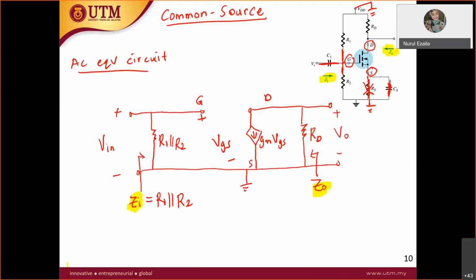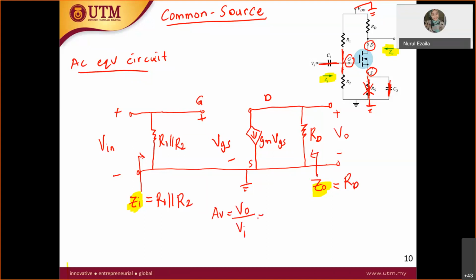How about Z naught? RD. So it is approximately equal to RD. It is pretty straightforward for this one. And the next one is AV. Let's try to find the AV. So AV is equal to the V out over V in.